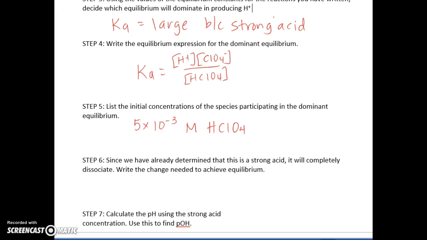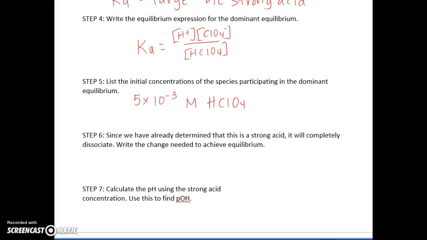Step 6 says we've already determined it's a strong acid. It will completely dissociate. So we need to write the change needed to achieve equilibrium. So if we have HClO4 and it becomes H plus ClO4 minus, if I started with 5 times 10 to the minus 3 molar of this, 100% of it will break into H plus and ClO4 minus, which means that ultimately I'll have 0 of that left.